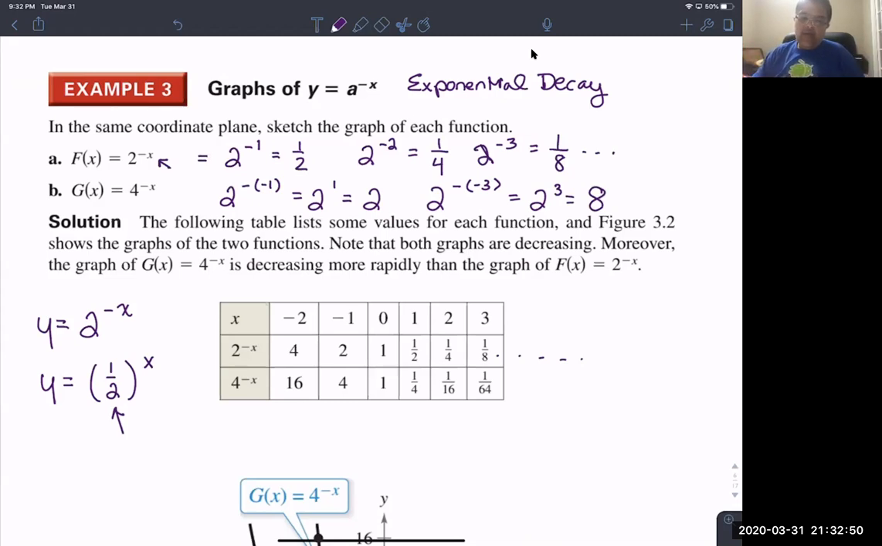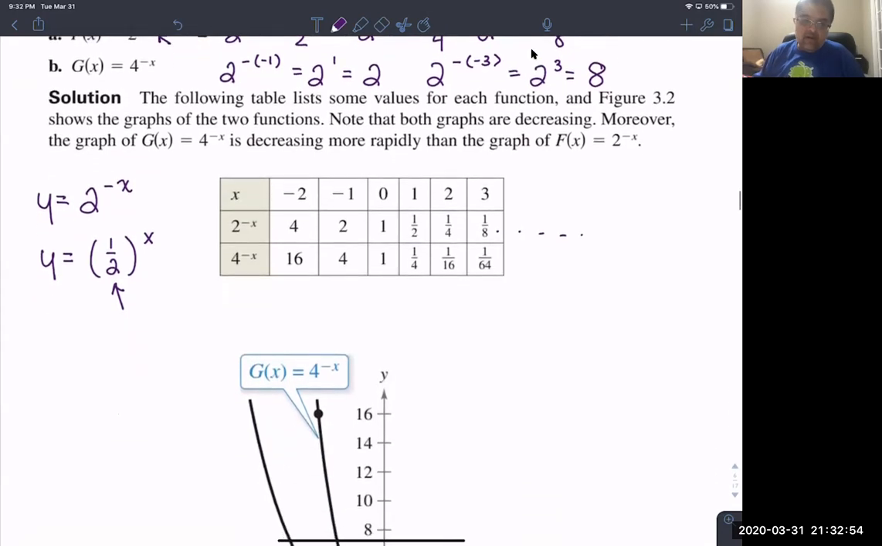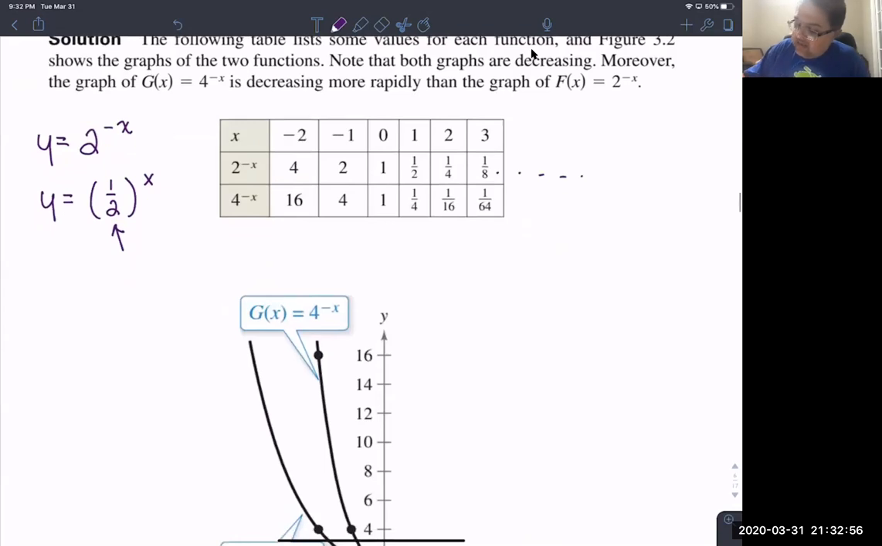Okay. And the same thing happens if the base is a fraction. So for example, 1/2 to the 1 is 1/2. 1/2 squared is 1/4. 1/2, say, to the 4th is 1/16.